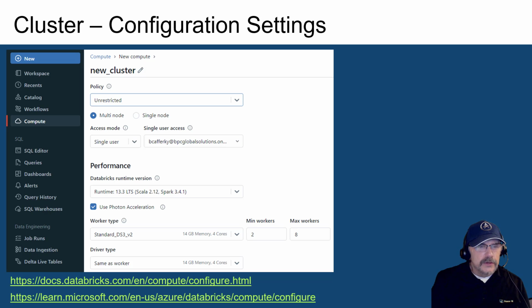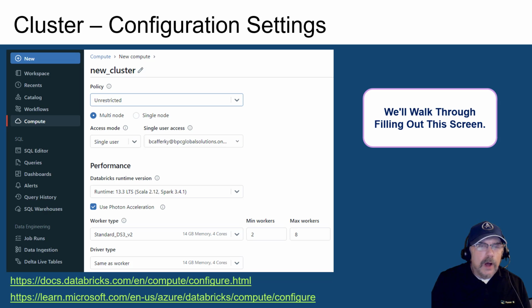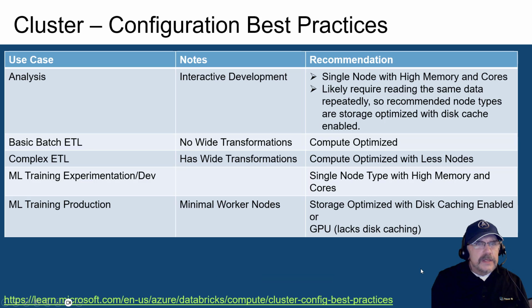And this is the screen you get. Now I am going to walk through this, so fear not, and we'll cover all of these options. This screen is an extraction and summarization of the blog link you see at the bottom of the screen. But based on the use case or workload type, Azure Databricks recommends the type of compute you should create.